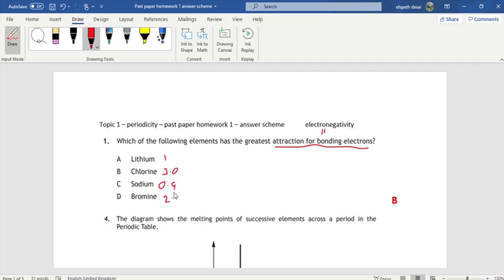So this is just the Pauling scale, and like I say, I think it's page 11 of the data book. Once you've written down the values, it's nice and easy to see that chlorine indeed has the highest electronegativity value, so that's why the answer to question 1 is B.